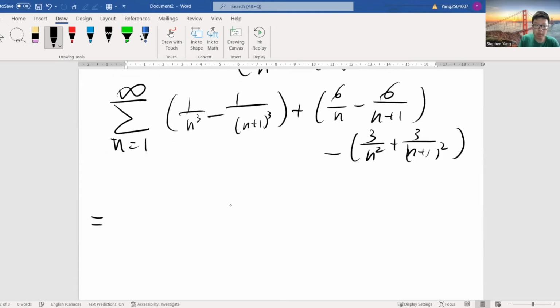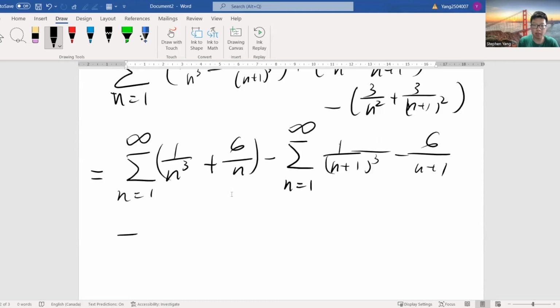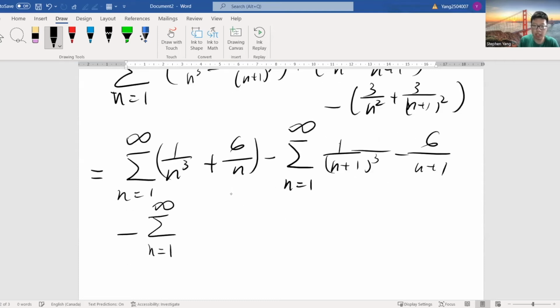So this is equal to the sum from n equal to 1 to infinity of 1 over n cubed plus 6 over n, minus the sum from 1 to infinity of 1 over (n plus 1) cubed plus 6 over (n plus 1). And lastly, we minus the sum from n equal to 1 to infinity of 3 over n squared minus 3 over (n plus 1) squared.